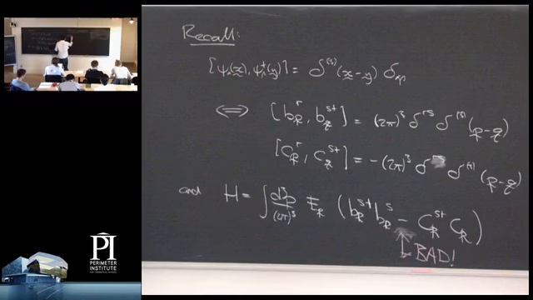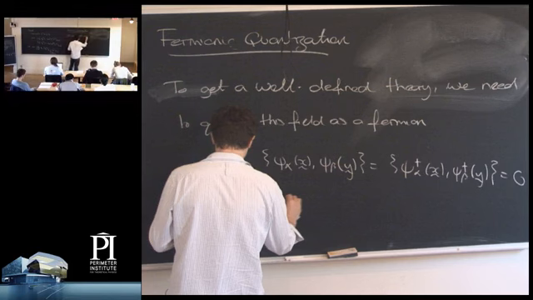So to get a well-defined theory, so what does this mean? It means that instead of imposing commutation relations on the fields, we impose anti-commutation relations.